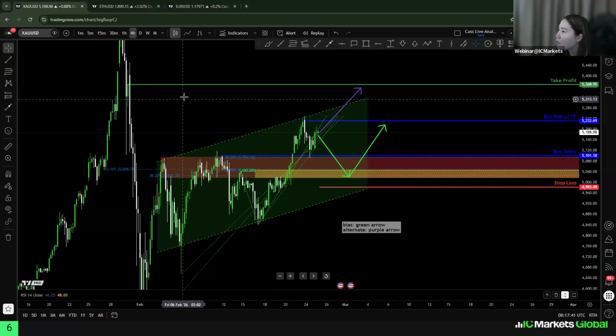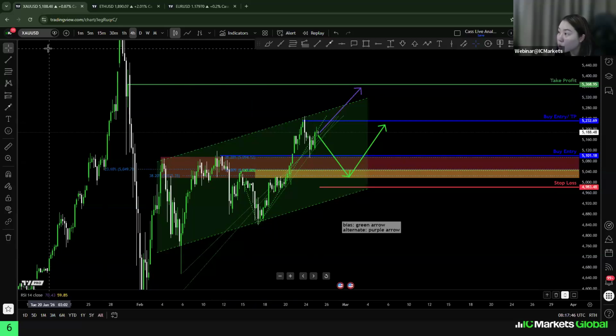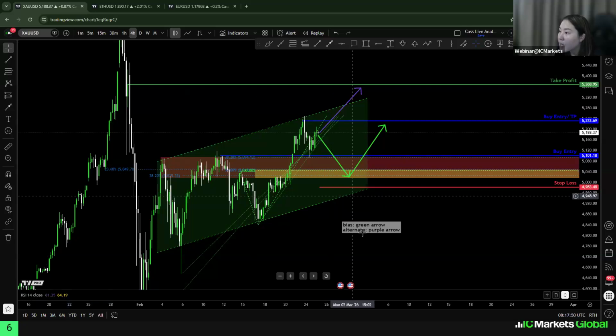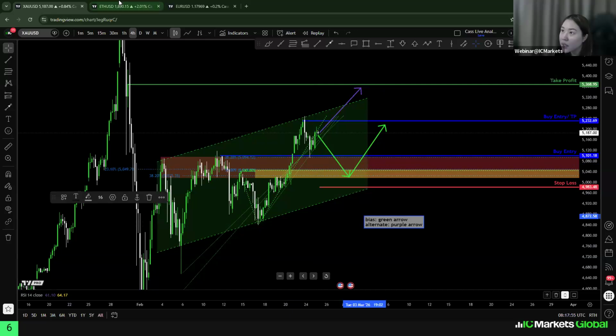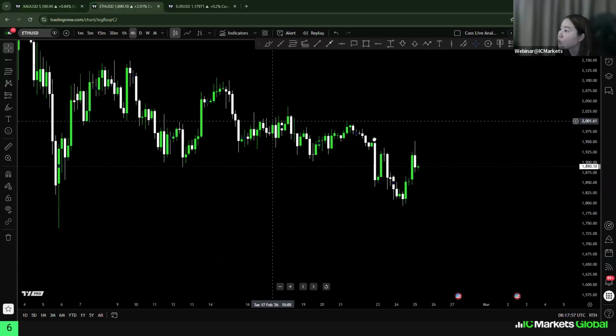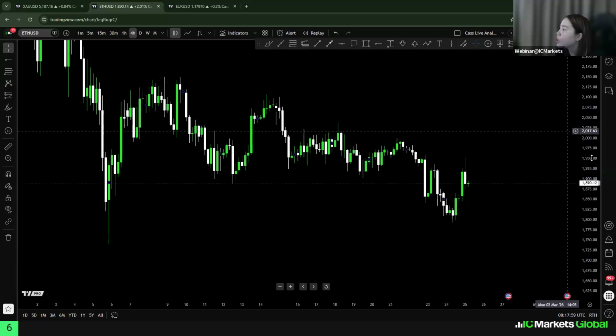Okay, so this is what I have for gold. I think the green arrow is the more likely scenario, but we shall see. I'll see you guys next week and then we shall see. Okay, so let's look at Ethereum.